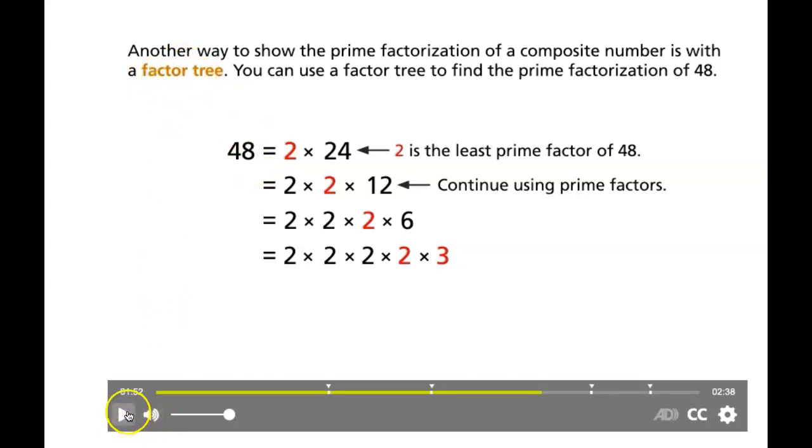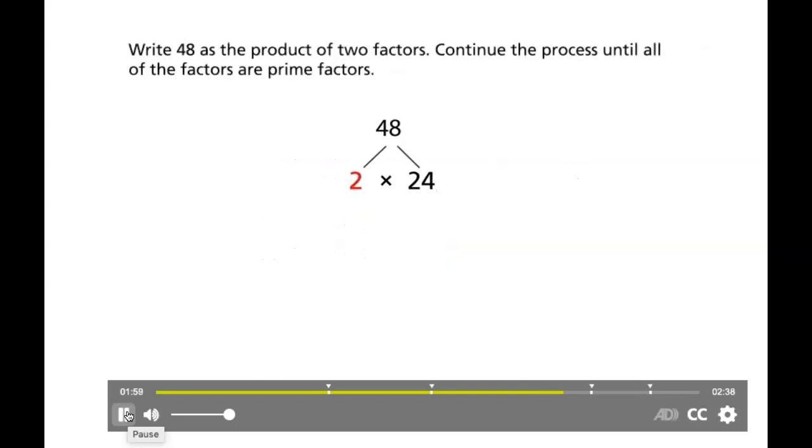And just a little recall again. Let's look. You can use a factor tree to find the prime factorization of 48. Write 48 as the product of 2 factors. Continue the process until all of the factors are prime factors.